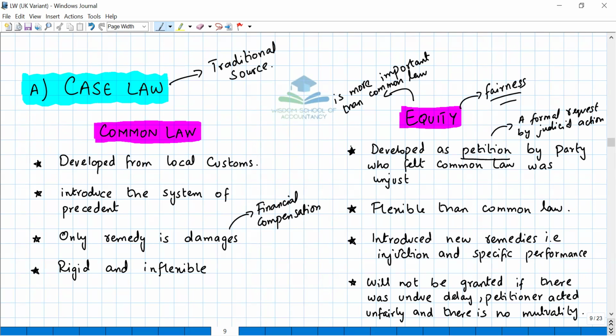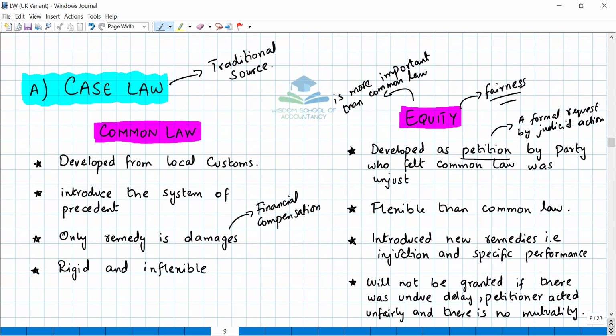Equity will not be granted if there was undue delay, the petitioner acted unfairly, or there is no mutuality. In these situations, the equity would not be granted to you. When there was undue delay, something bad happened to you, and you go to the court after 2 years, 3 years, so there's an undue delay. Equity will not be granted.